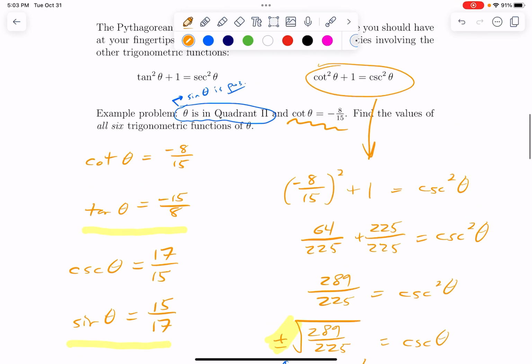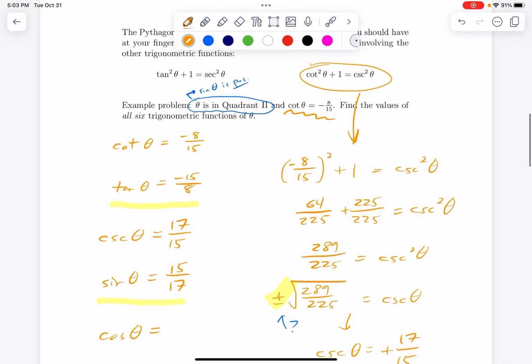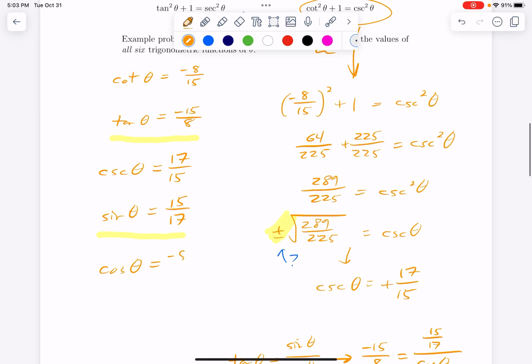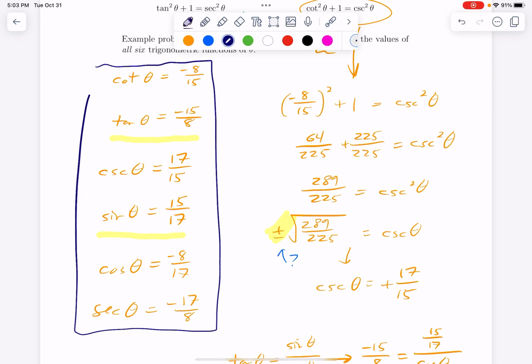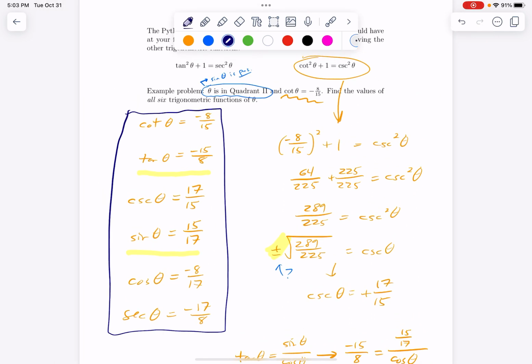This makes sense. We're in quadrant 2, so getting a negative value for cosine makes a lot of sense. And secant of theta is the reciprocal of that, so that would be negative 17 over 8. So this was not easy, but we were able to figure out all 6 of those just from knowing what cotangent was. All right, that is it for this section.